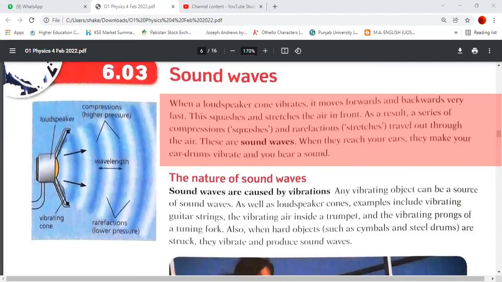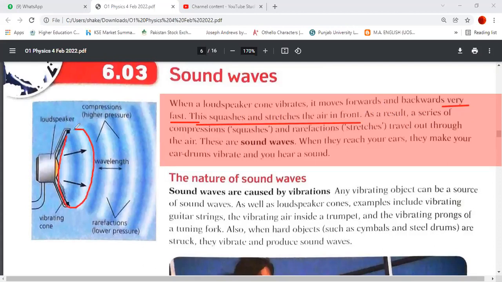Usually it does this hundreds or thousands of times in 1 second. So it moves backwards and forwards and backwards, very fast. I've already told you that these are usually hundreds of times per second, so this speed is very high. So this squashes and stretches the air in front. Actually, what is being done in the speaker is that it is pushing and pulling the air layer.